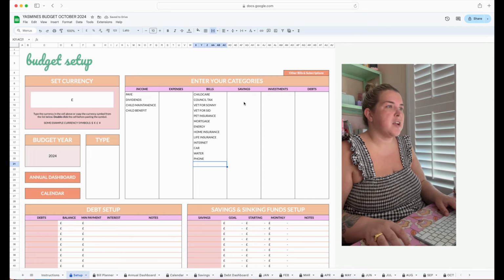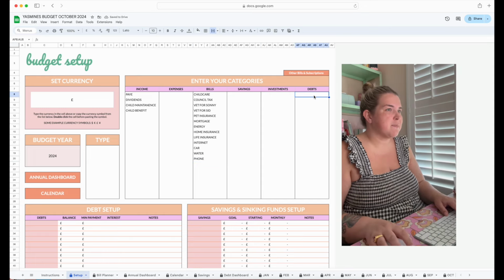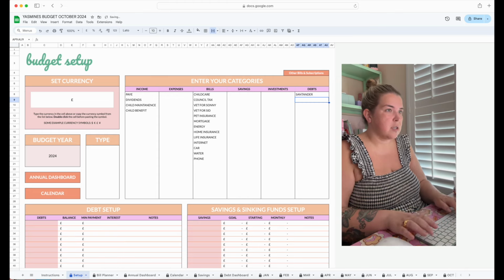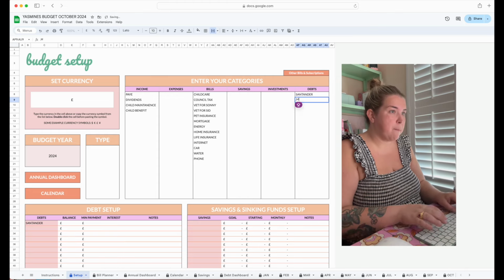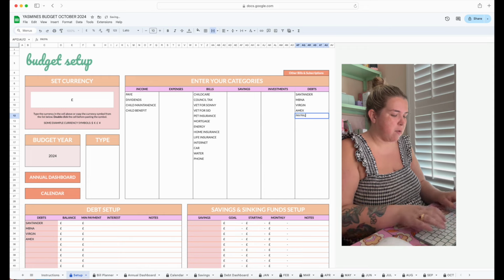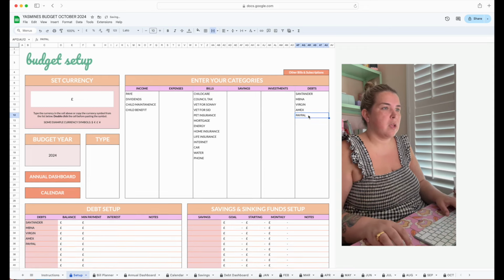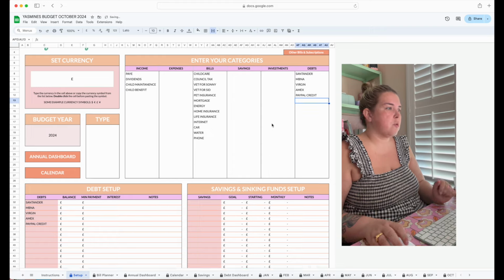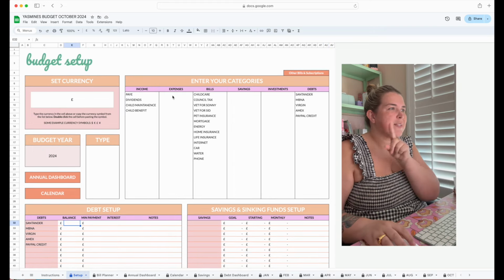And then I don't have any savings at the moment, any investments, but I do have debts. So I have a Santander card, I have MBNA, and I have a Virgin card. I have Amex, and I have PayPal credit. Whew. So that is all of my debts. Oh, haven't done expenses. Let me go back to expenses.